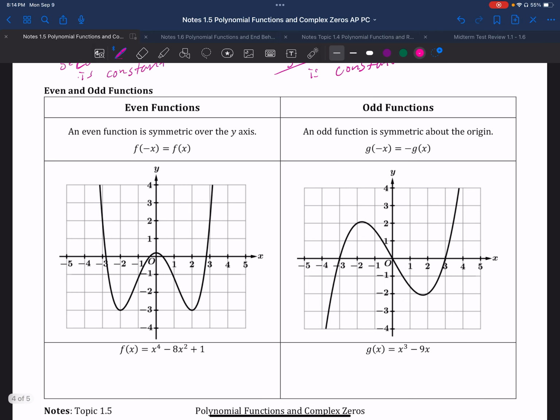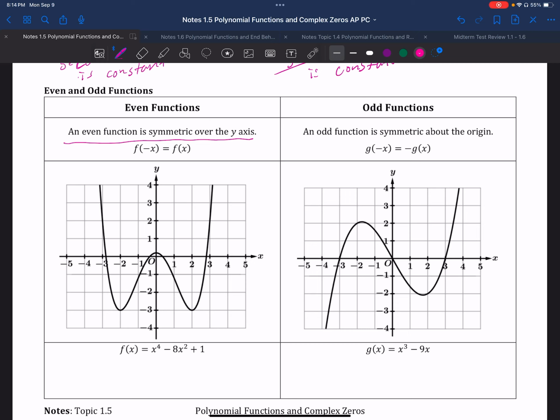Now let's talk about even and odd functions. In order for you to say that a function is even or odd, it has to fit the specific definition given to you right here. So an even function is symmetric over the y-axis.